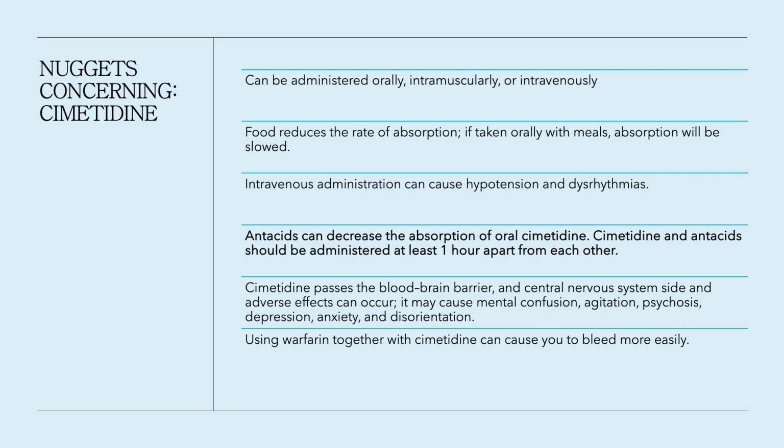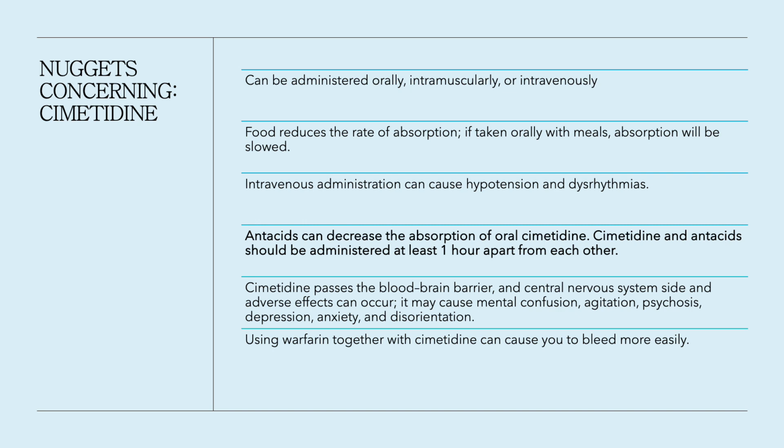If it's given IV, it can cause hypotension and dysrhythmias. So if I know that a medication can drop a patient's blood pressure, and I know a medication can cause their heart to start acting funny, I want to make sure that I have a baseline blood pressure. I want to make sure that I'm checking their blood pressure during the infusion, and after the infusion is complete, I want to check their blood pressure. Also, if that patient is not on a heart monitor, I want to call the doctor to get an order, because how are we going to know if the patient is having dysrhythmia if they're not on a heart monitor?